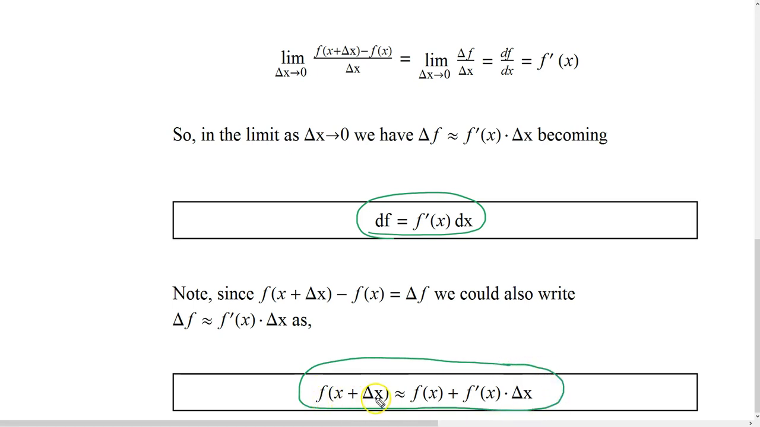And down here is our other approximation that we had developed earlier that we'll use. f of x plus delta x is approximately f of x plus f prime of x times delta x. And that's coming from the fact that our change in f is exactly equal to f of x plus delta x minus f of x. And then you just take the f of x over to the other side here, and you obtain this. Now let's take a look at a few examples where we use these approximations.